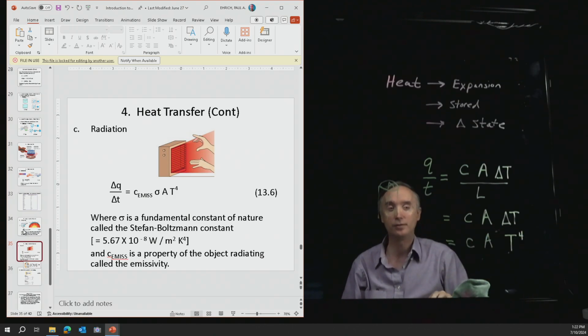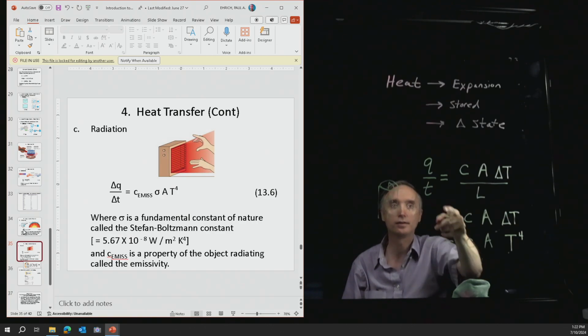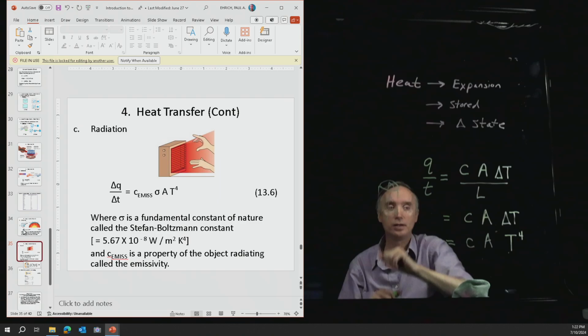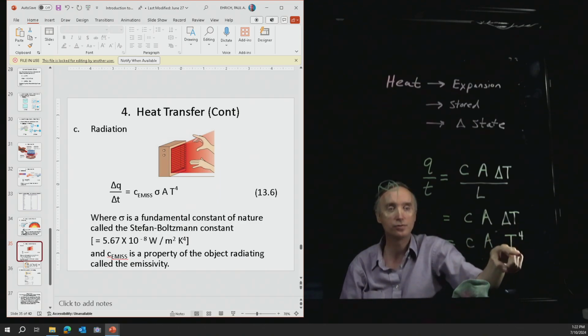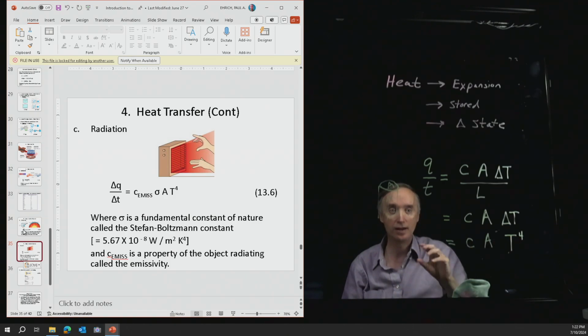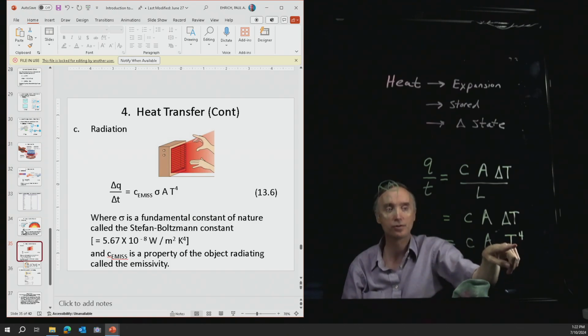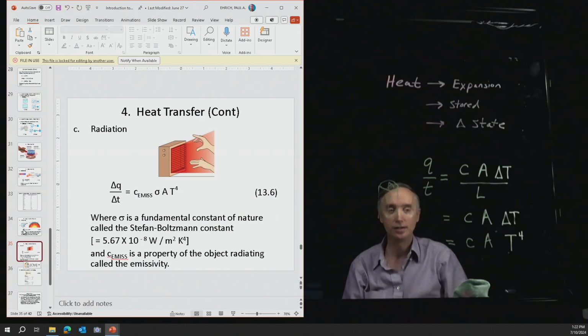So what does that mean? If you were to double the temperature of something, how is that going to affect the rate at which heat is being given off by it? So 2 times 2 times 2 times 2 is 16. So that object, if you double its temperature, will give off 16 times the amount of heat per second than it did before.